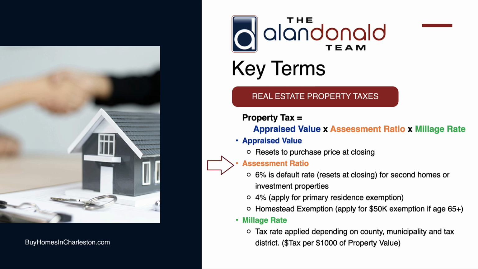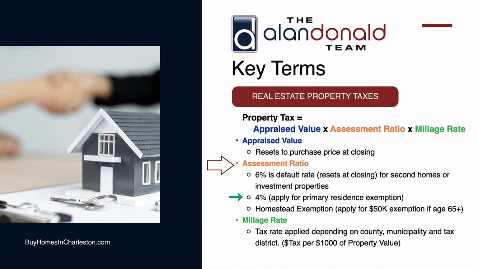The assessment ratio is the proportion of that appraised value that is used to calculate the property tax. 6% is the default rate. It does reset at closing, and it is also applied to second homes or investment properties. If you live in it as your primary residence, you can apply for a primary residence exemption that would lower that assessment ratio to 4%.